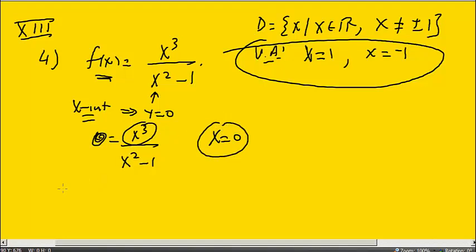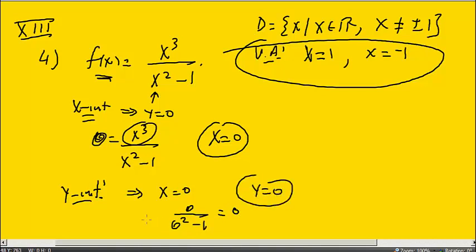So x is 0 is my x-intercept. What about the y-intercept? Y-intercept means I'm going to turn all the x's into zeros. So when I do that, I'm going to get 0 over 0 squared minus 1, which is 0. So that is my y-intercept. Y is equal to 0, because that's my y. So x-intercept, y-intercept. Alright, let's do one more and then we're done.